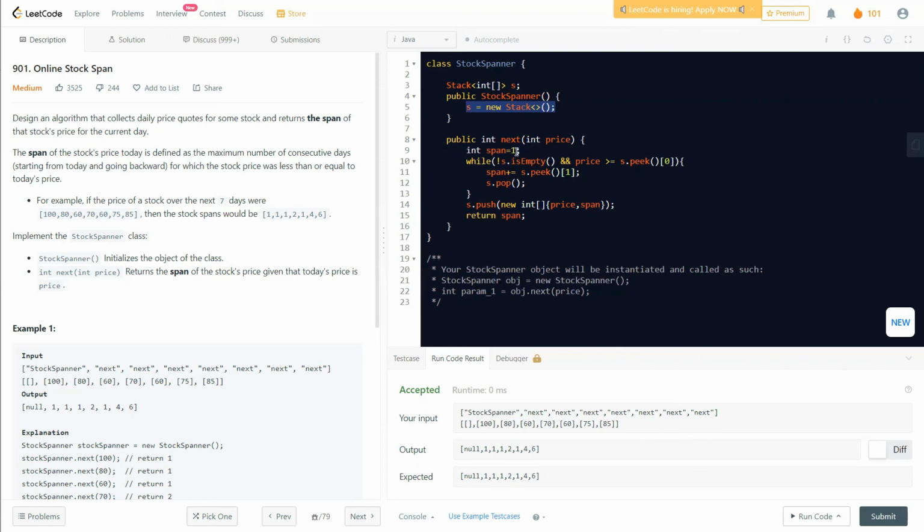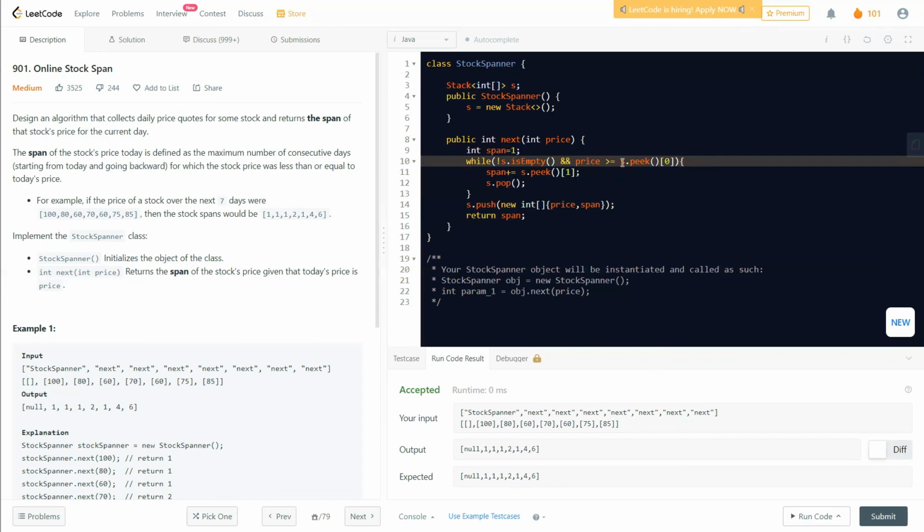Fine. Now next, whenever the next function is called, we initialize the span to be 1. Why span to be 1? That is today's current span. Okay. Now let's ignore this while loop first. First we push an integer array, that is the price and the span. But in case the stack is not empty, and our price is greater than stack.peek, you can see the 0th element being the previous price.